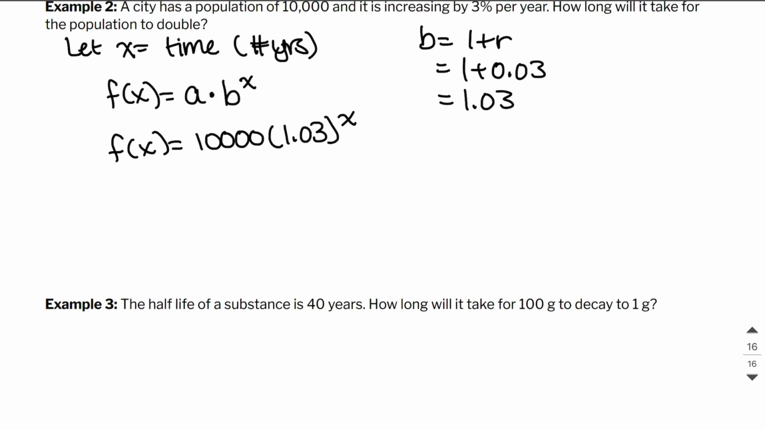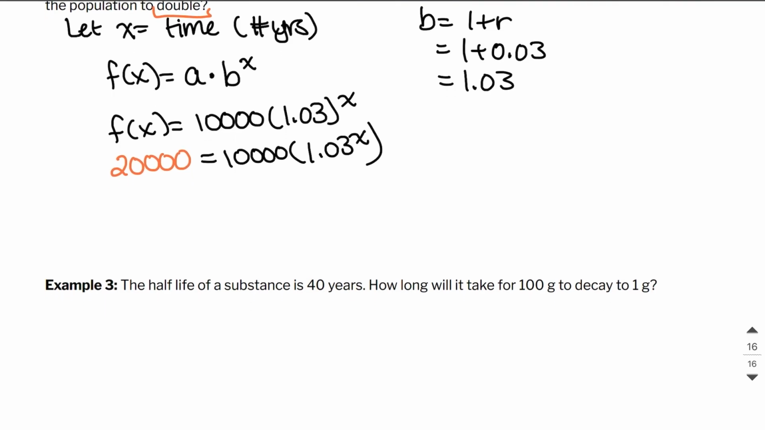And then it's asking, well, how long will it take for the population to double? Well, if the population doubles, I need the population to be 20,000. So I'm going to sub in 20,000 for f of x. And then here, all I need to do is divide everything by 1,000. So I get 2 equals 1.03 to the power of x.